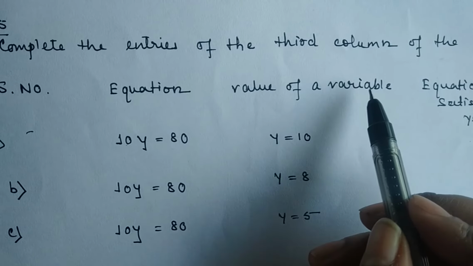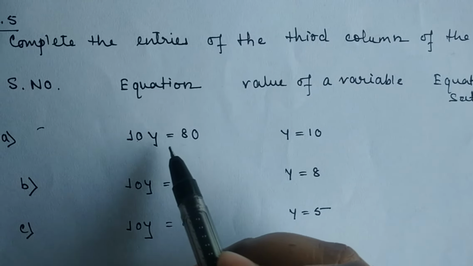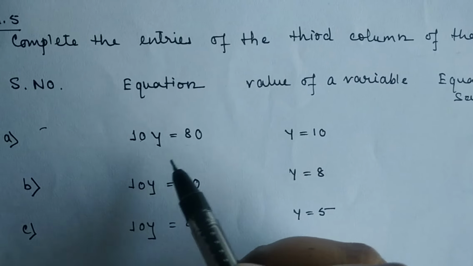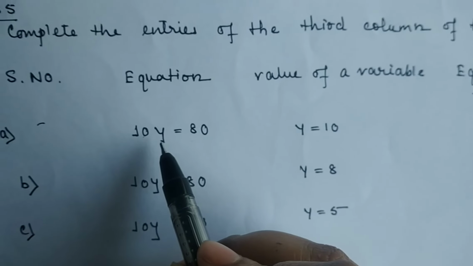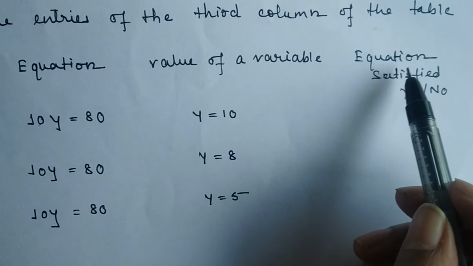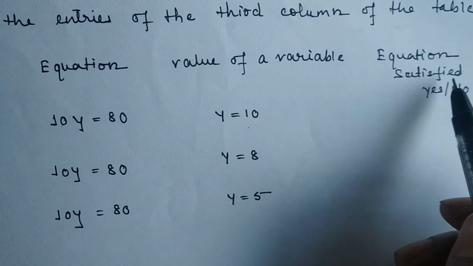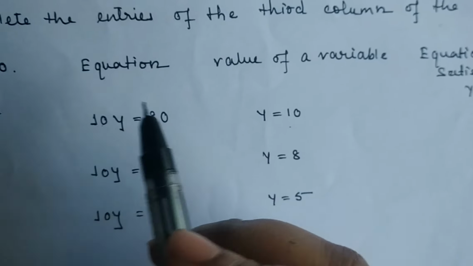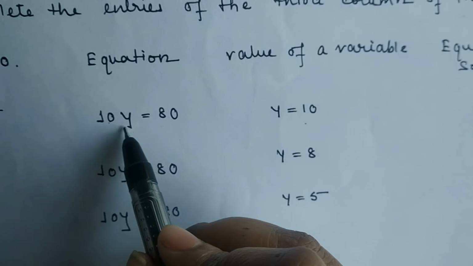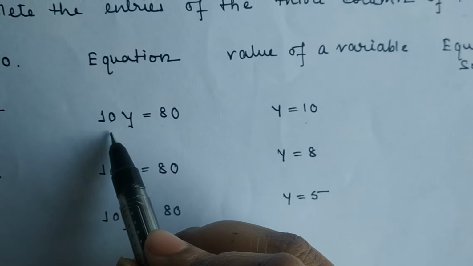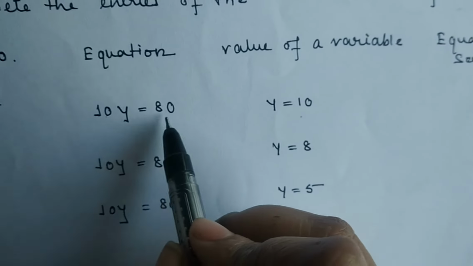Now value of the variable means here the variable is y, because we know that variable means all alphabets like x, y, z, t. So here value of the variable means y is equal to 10. In the third column we have to find whether this solution satisfies the given equation or not. For this we need to put the value of y on the left hand side of the equation, and if you get the same value which is there on the right hand side, then we can say that it satisfies the equation.